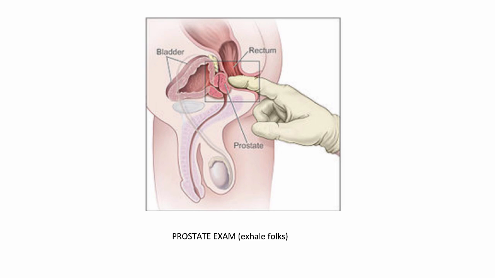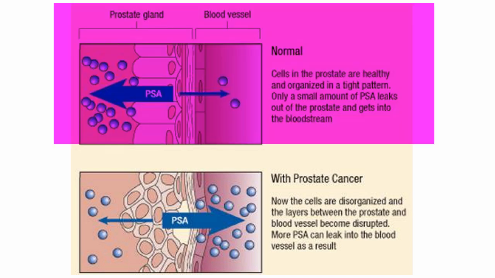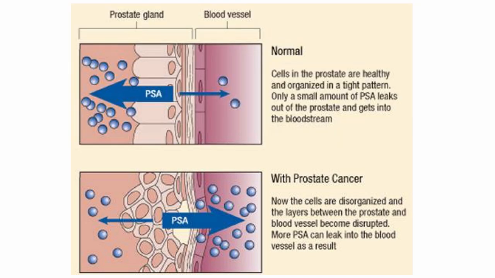But the PSA test, it's not a public service announcement. It stands for prostate-specific antigen. In the absence of prostate cancer, the cells in the prostate are healthy, they're organized in a tight pattern, and only a small amount of this prostate-specific antigen will leak out of the prostate gland itself and get into the bloodstream. However, with prostate cancer, cells become disorganized. We'll talk about that. The layers between the prostate and the blood vessels become disrupted, and more of this prostate-specific antigen can leak out into the blood as a result. A PSA test measures the amount of these antigens that are found in the bloodstream.